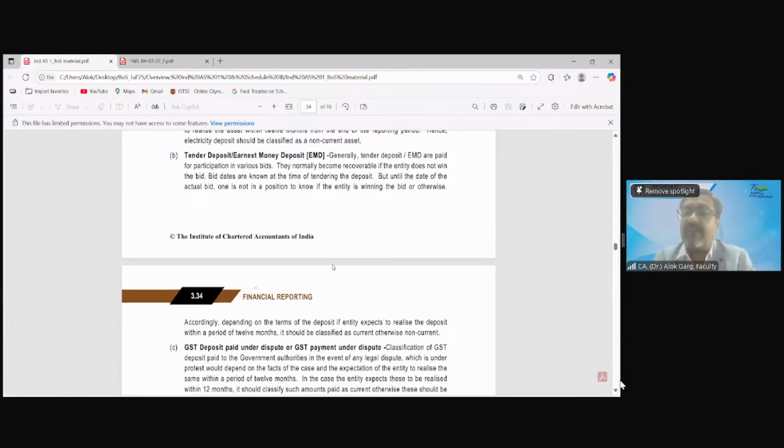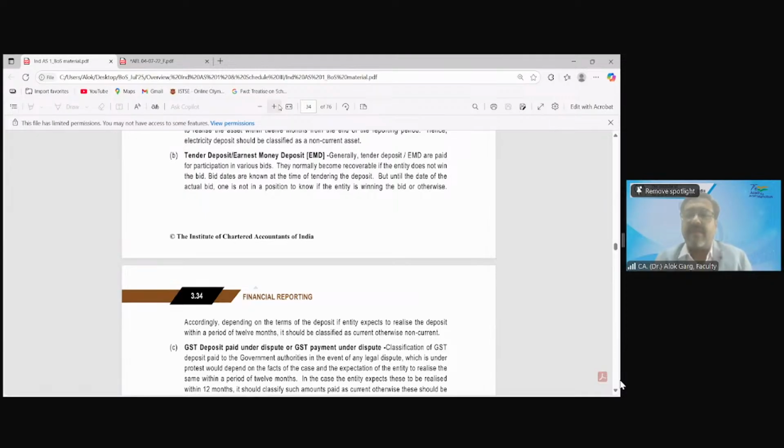But until the date of the actual bid, one is not in the position of knowing whether he has won or he has lost. Accordingly, depending on the terms of the deposit, if the entity expects to realize the deposit within a period of 12 months, it should be classified as current, otherwise non-current. So my dear friends, if the outcome of the tender is within 12 months from the reporting date, then it has to be classified as current asset, otherwise as a non-current asset.